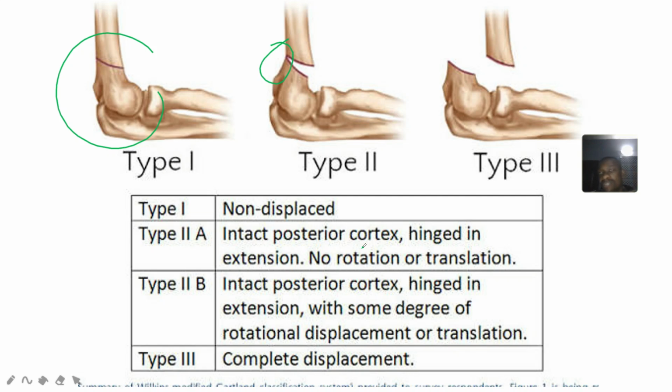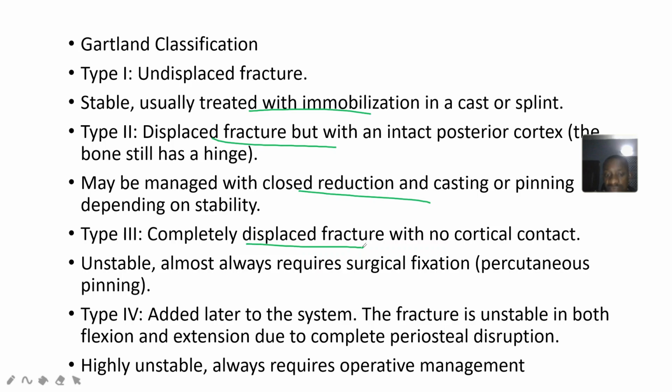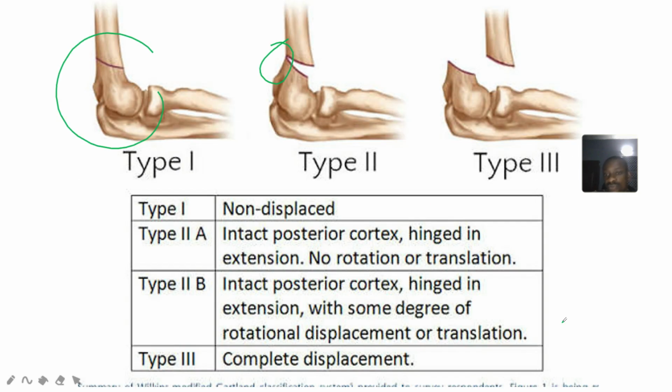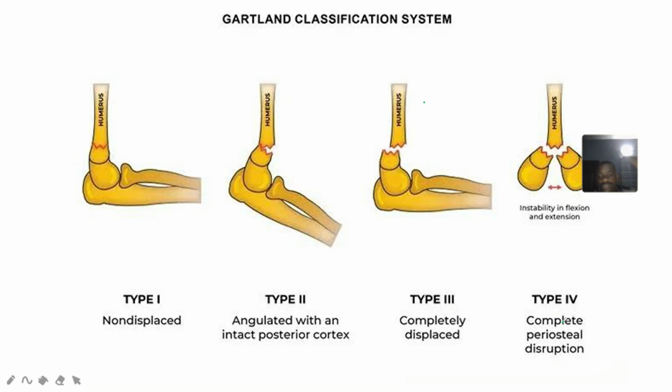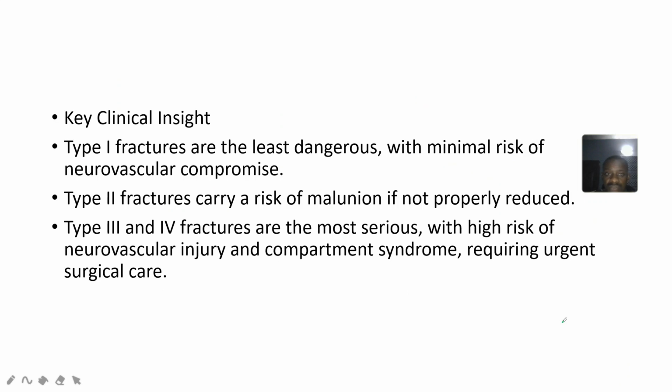Here you can see that it's only up to type 3, but here they have type 4, which was added later. The fracture is unstable in both flexion and extension due to complete periosteal disruption. Highly unstable, so they have to do an extensive operation for such a type. This is another summary of the Gartland classification system for supracondylar fractures.